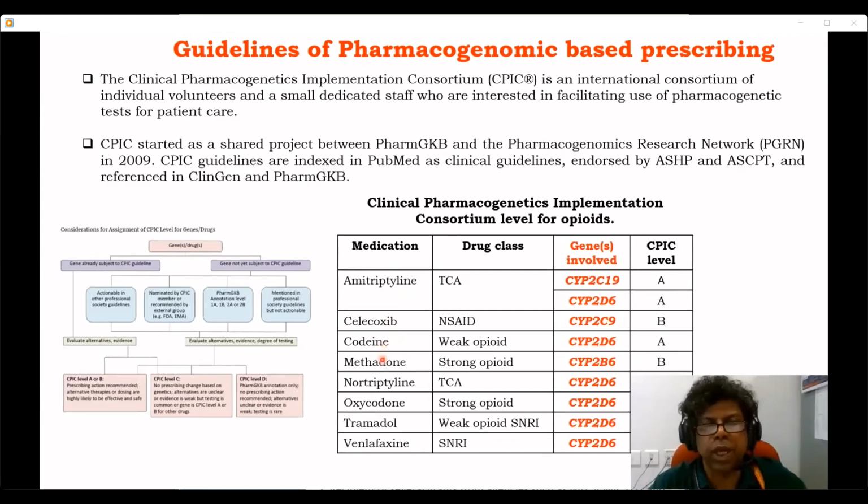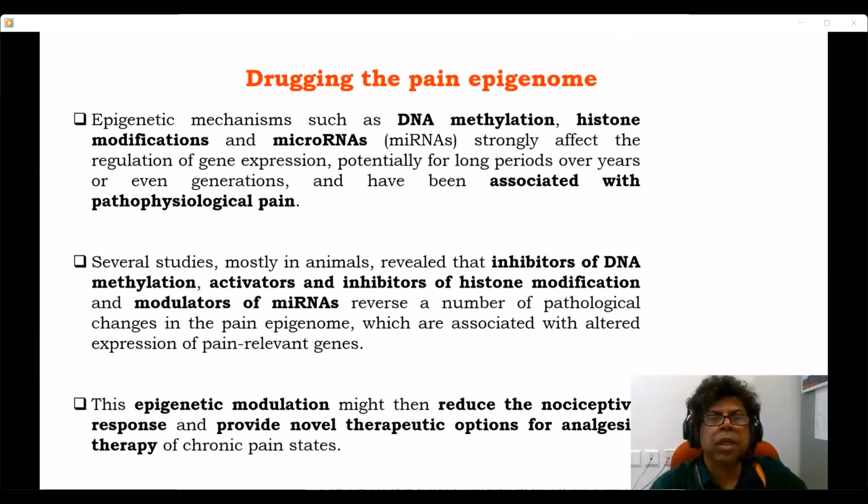Similarly, with celecoxib, codeine, methadone, and so on, it depends. Again, for example, celecoxib has a CPIC level B, so you can do it or cannot do it. It's up to the patient whether he wants to do CYP2C9 or not. But in the case of level A, it is mandatory to do SNP genotyping.